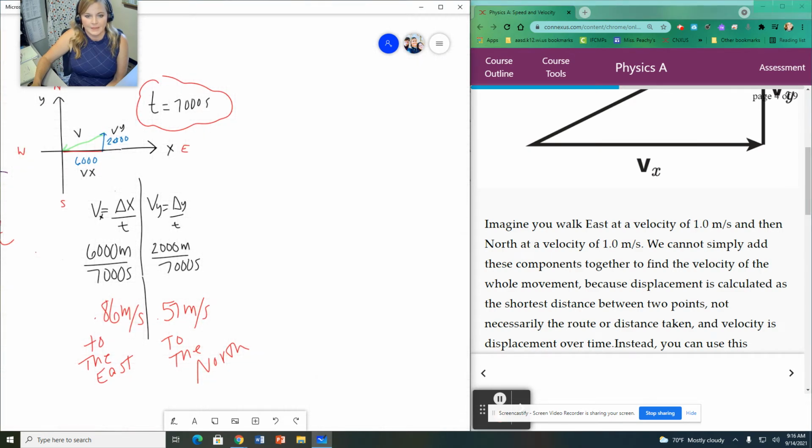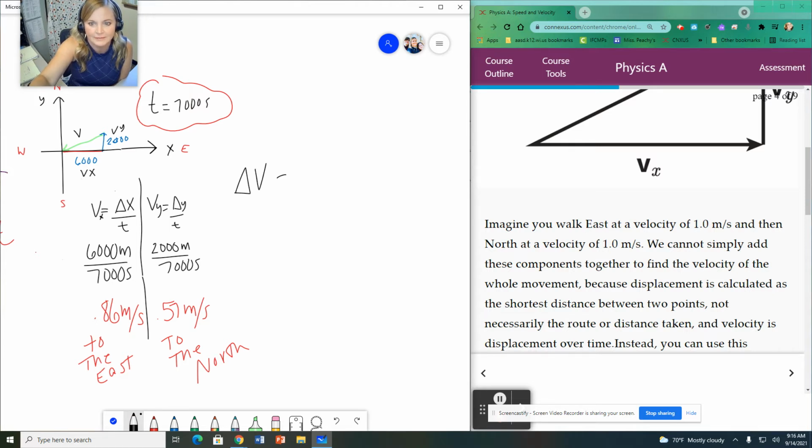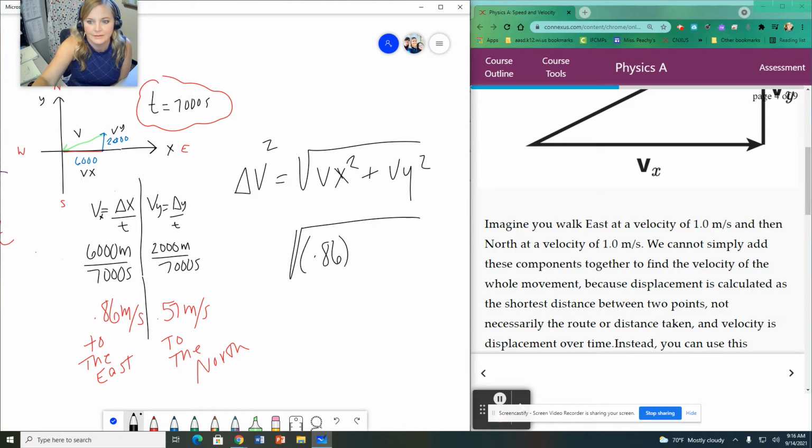Okay. So I want to know my velocity. I'm going to take the square root of v sub x squared plus v sub y squared. So that is 0.86 squared plus 0.57 squared.